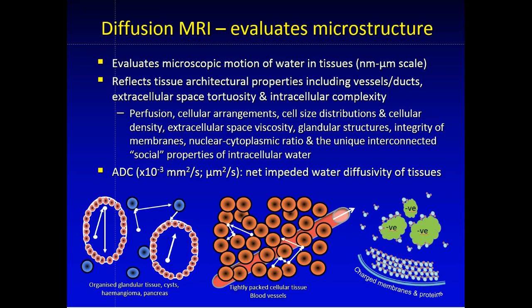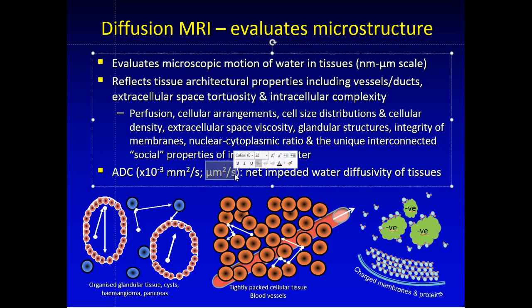And this is just shown as a cartoon, and clearly what you have to remember is that if you have a loose glandular tissue, then the water will be able to move a lot more. If you have a tightly packed tissue, then the water will move less. Using diffusion imaging, it is possible to measure that motion in a unit called the apparent diffusion coefficient, called the ADC value, which has a unit of micrometer squared per second, which is the net diffusivity of a lesion.